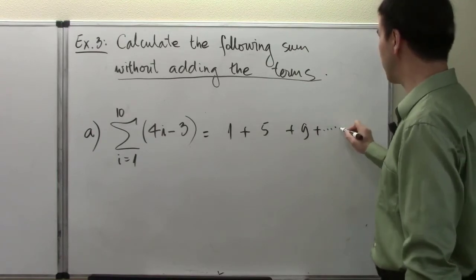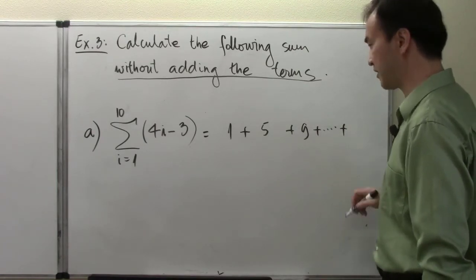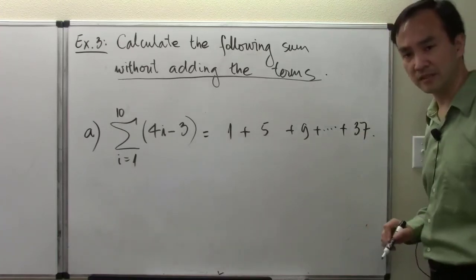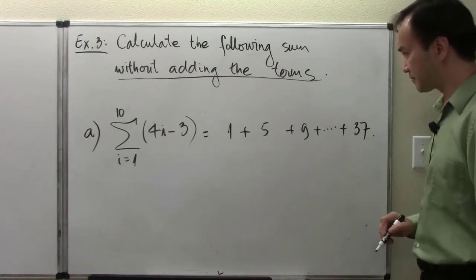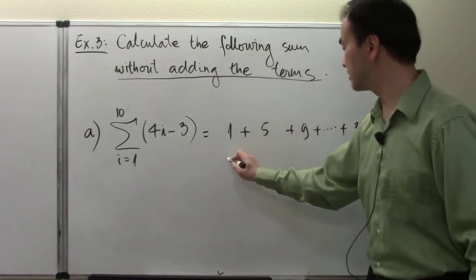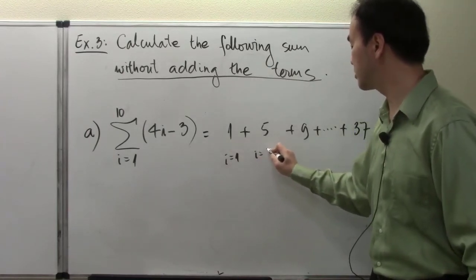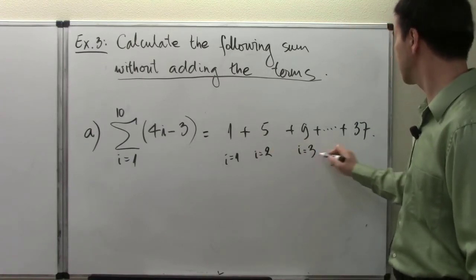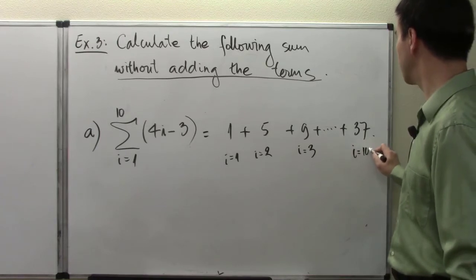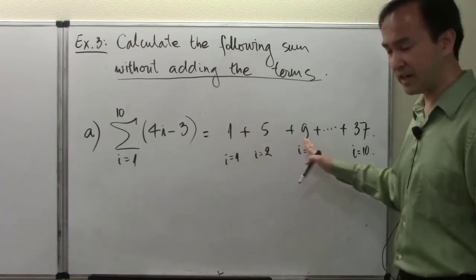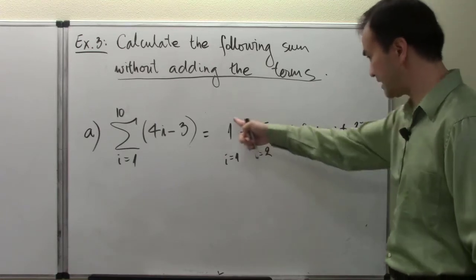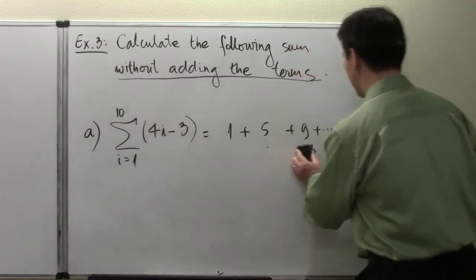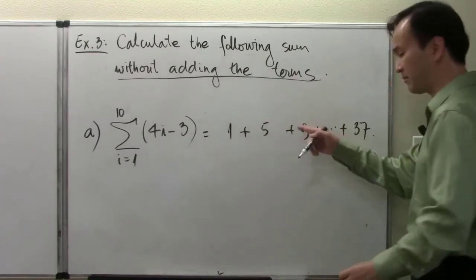And then we want to run into the last one here. At term 10 right here, it's going to be 37. All right, and so this is i equals 1, i equals 2, i equals 3, and so on. This is i equals 10. So in the end, I cannot write down all the terms, but at least I know I have 10 terms. Okay, so here's how we can quickly find the answer without adding up the terms.